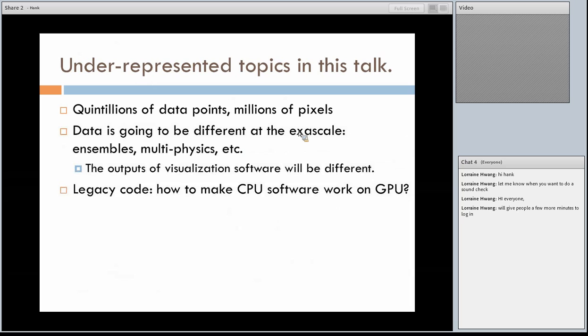And then a problem that we have in common with everyone else who runs in HPC environments: the CPU software that we know and love and use, our legacy code, how we're going to make this work on a GPU, and really that should say on a many-core device. And then also resiliency.